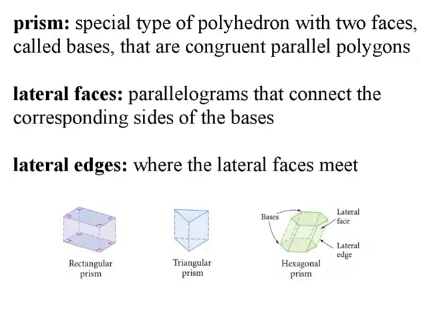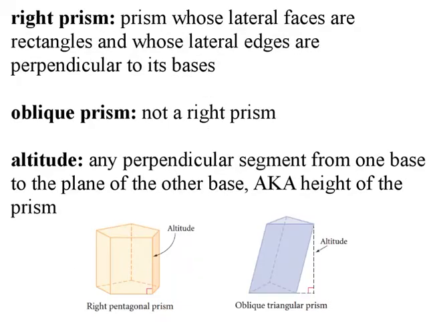So we're going to go ahead and look at the next slide. Okay. And we're going to talk about right prisms. I don't know if you'll necessarily need to write this down, you might be able to condense it a little bit, but a right prism is a prism whose lateral faces are rectangles and whose lateral edges are perpendicular to the bases. So a right prism is up and down, okay? The lateral faces have to be rectangles.